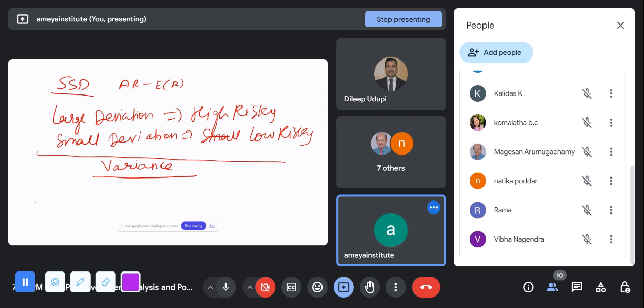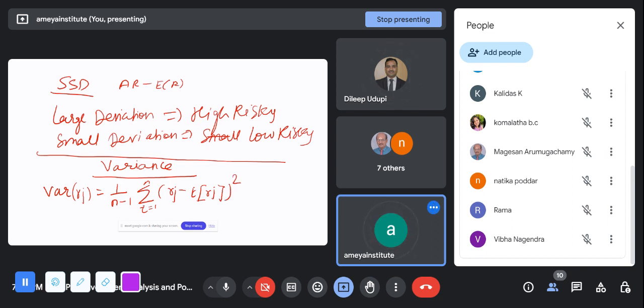Variance. Now what do we say about variance? Once we get the deviation, we can calculate the variance of the stock. So the variance of Rj is nothing but 1 divided by n minus 1, summation from t equals 1 to n, of (Rj minus the expected return of Rj) squared.